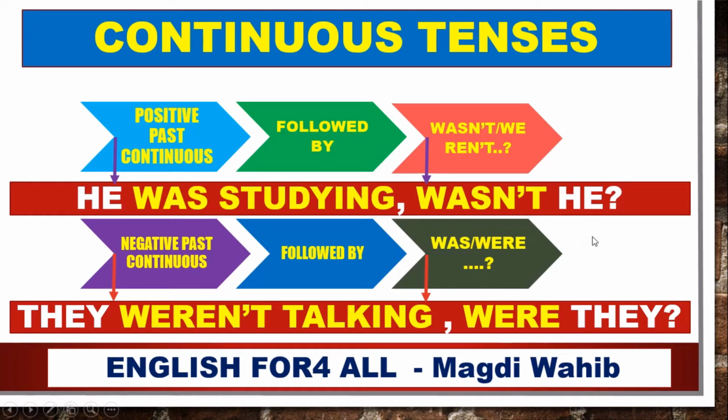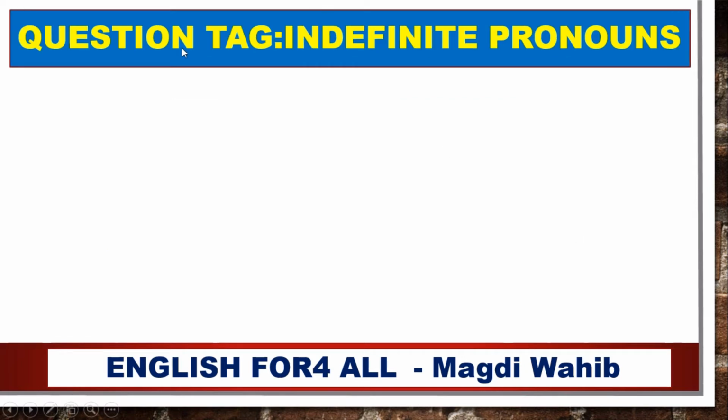These are actually some of the rules. We'll have more rules and we'll have more exceptions, of course. Each rule has its own exceptions. Question tag with the indefinite pronouns. What do we mean by indefinite pronouns?